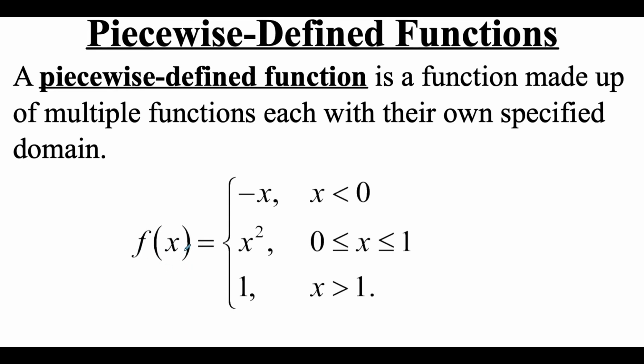We've got this function f of x, and it's defined as the opposite of x if the x values are less than 0. So the second piece is the domain for this first definition. Then we've also got x squared if you're dealing with x values that are between 0 and 1, including those end values. And this function is also defined as 1 if you're dealing with any x value greater than 1. So this function is made up of 3 separate pieces, each with their own domain that tells you when to use each piece of that function.